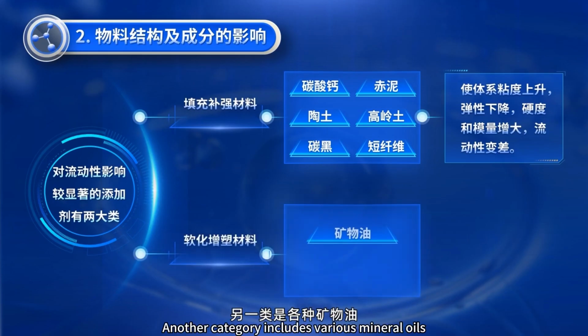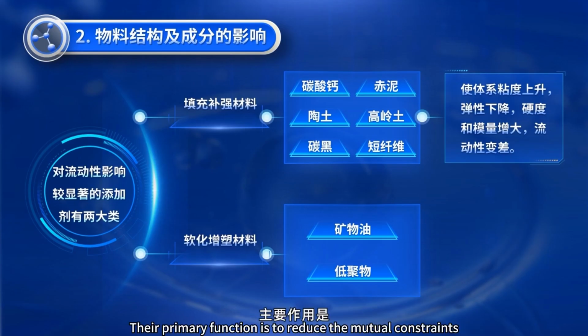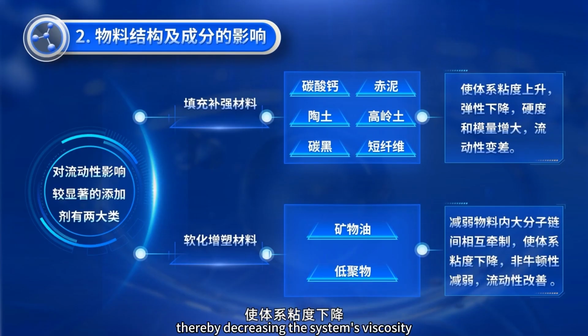Another category includes various mineral oils and some oligomers that act as softening and plasticizing materials. Their primary function is to reduce the mutual constraints between macromolecular chains in the material, thereby decreasing the system's viscosity, reducing non-Newtonian behavior, and improving fluidity.